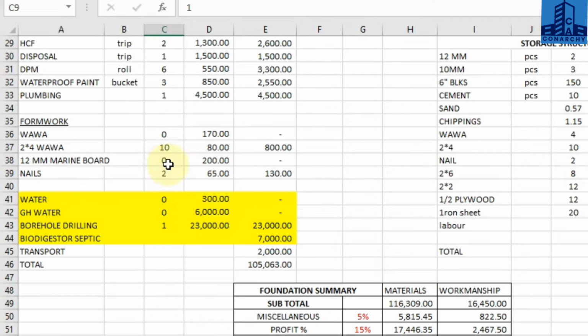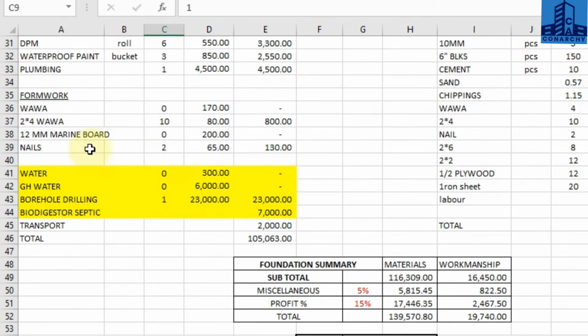Marine board, I didn't really place a quantity for that. So these are things which weren't really necessary in the estimate. I just took them out. And you need nails, 3 inches and 4 inches nails. A box is costing around 65 cedis. You multiply to get that.